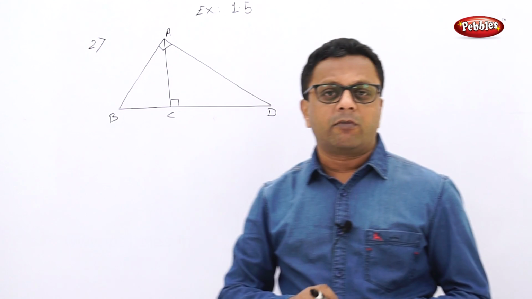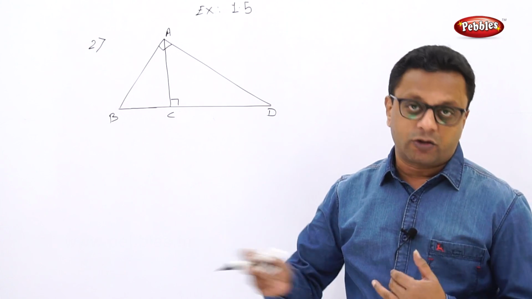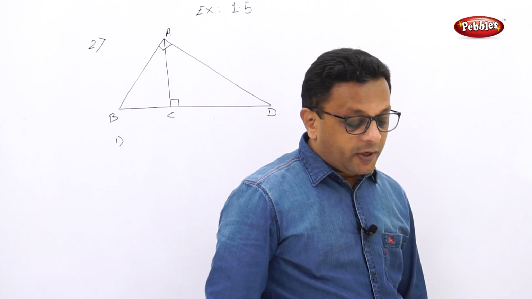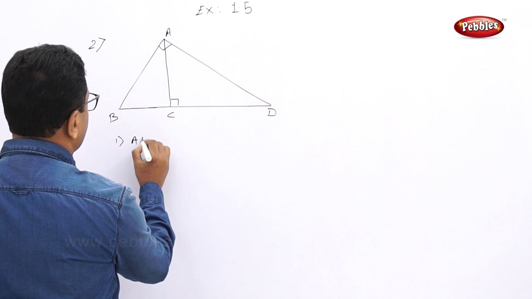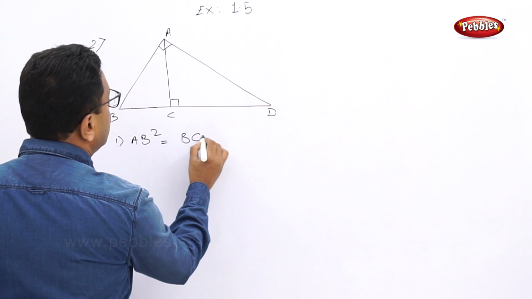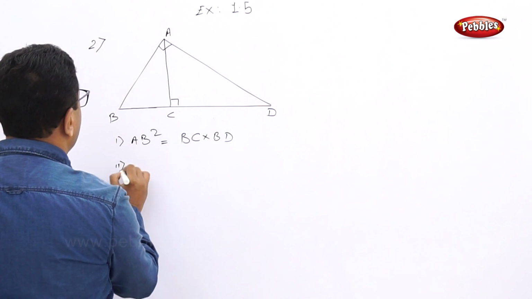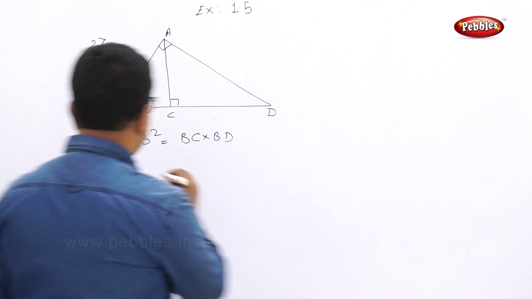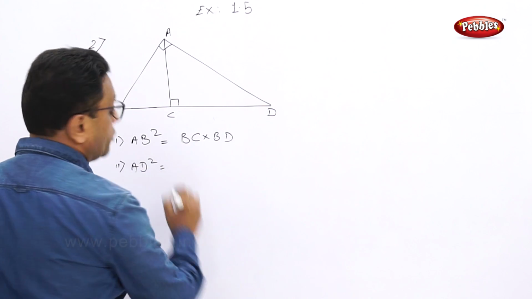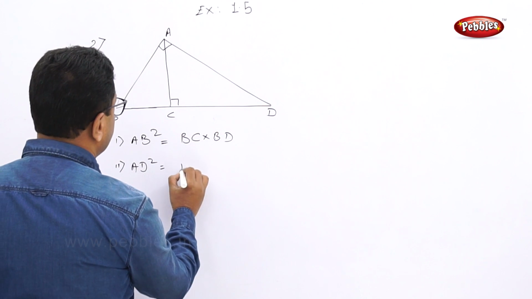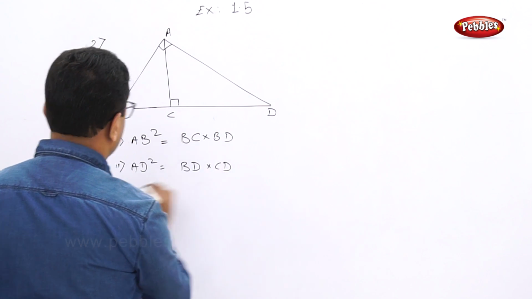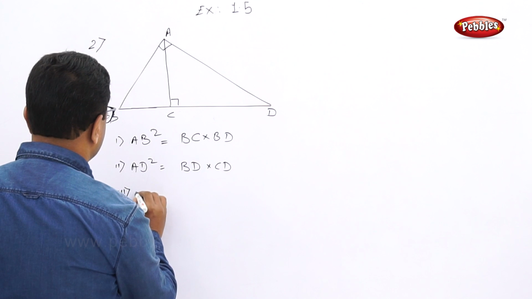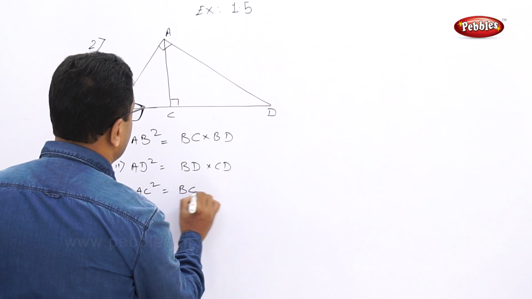I think we have solved this problem when we were discussing this topic, but let us write it down. AB square is BC into BD. This is what we have to prove. The second we have to prove is that AD square is equal to BD into CD. And third is AC square is equal to BC into CD.